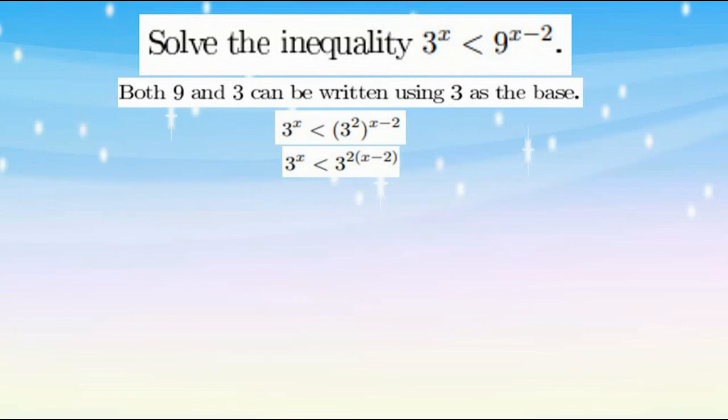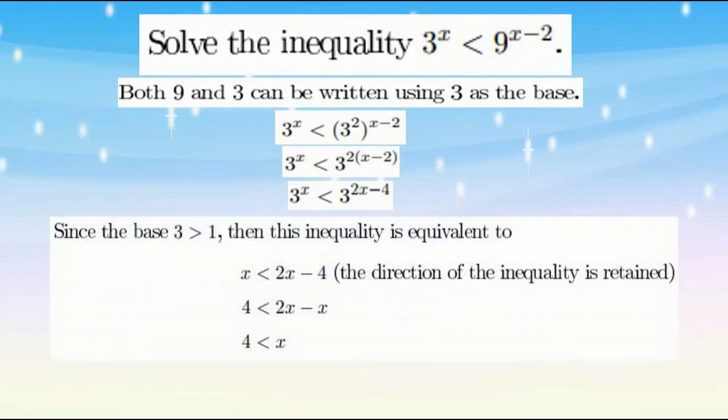Using the distributive property, we distribute 2. So this becomes 3 to the power of x is less than 3 to the power of 2x minus 4. Since the base 3 is greater than 1, this inequality is equivalent to x is less than 2x minus 4. So the direction of the inequality is retained.